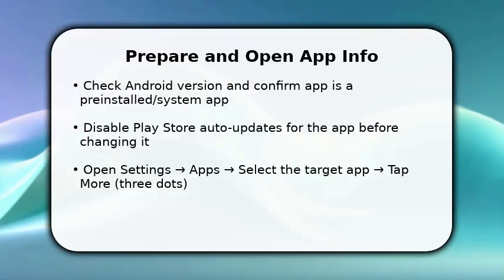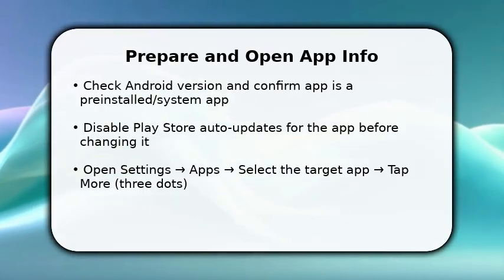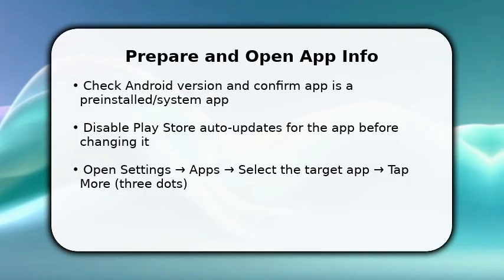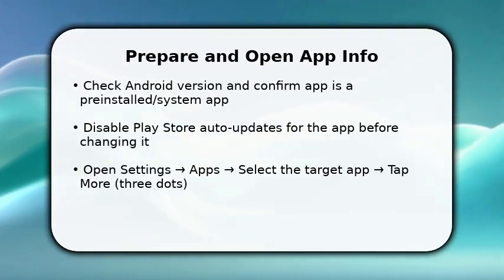You start by confirming this app is a system or pre-installed app, because only those let you roll back via settings. Once confirmed, disable auto updates in the Play Store to stop reinstallation.